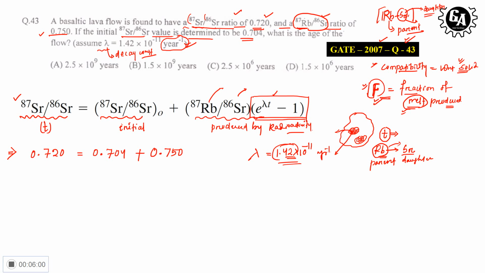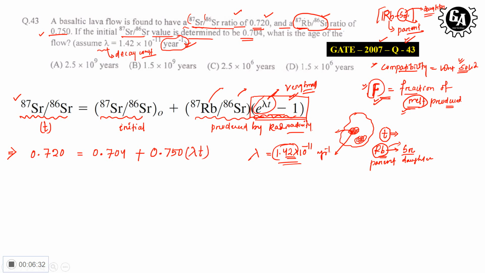Okay, if we find e to the power lambda t, that is e raised to 1.42 into 10 to the power minus 11, then it is going to be very small, and further we will have to deduct 1. So this term will be very small. Okay, so in this case they have used, instead of the formula e to the power lambda t minus 1, only lambda t.